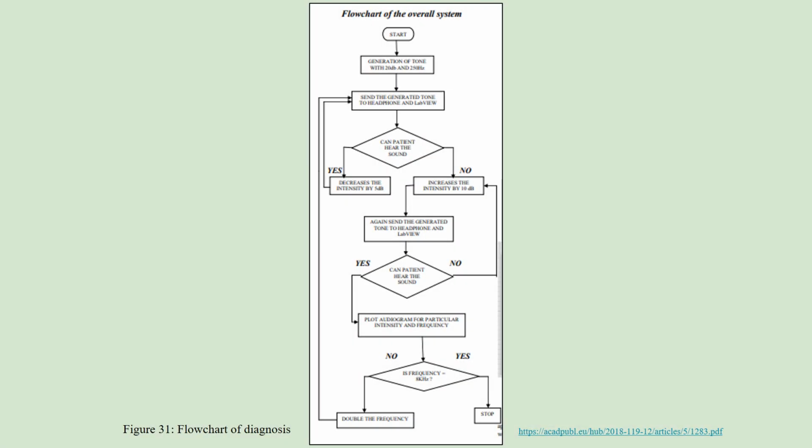This figure shows the flowchart of the diagnosis process. Tone is generated in different decibels and it is tested whether patients can hear or not. If patients can, the decibel of the tone is decreased by 5 decibels in each step until the tone cannot be heard. If patients can't hear, the decibel of the tone is increased by 10 decibels in each step until the tone can be heard. According to the results, patients' thresholds and hearing degrees are plotted in the audiogram.